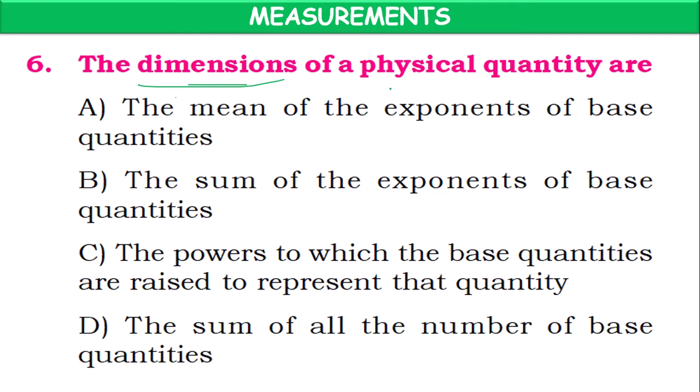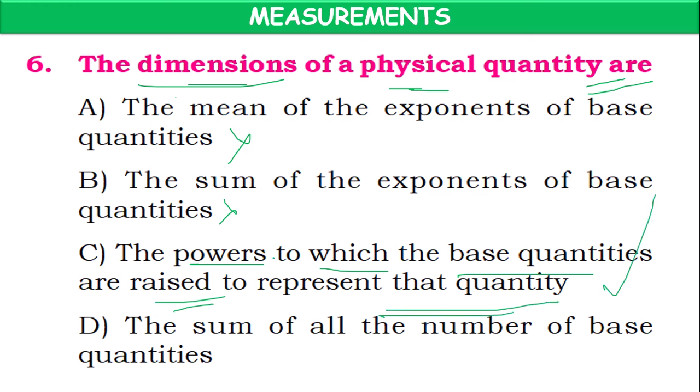So the dimensions of a physical quantity are the mean of the exponents of base quantities, wrong. Sum of exponents, wrong. The powers to which base quantities are raised to represent the quantity, right. They are only the powers. Fourth option, sum of all numbers, wrong. C option is correct.